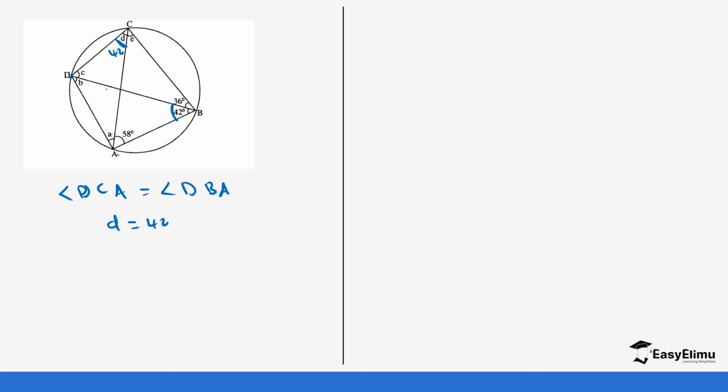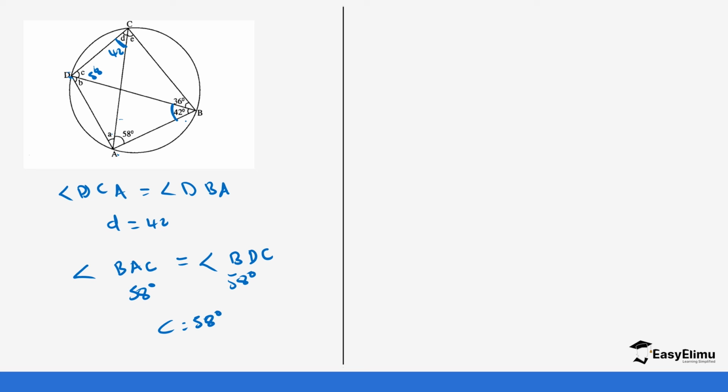All right. And then if you use CB, you notice angle BAC is equal to angle BDC. And BAC is 58, so this is also 58. It means that C is also 58. So we have C as 58 degrees.